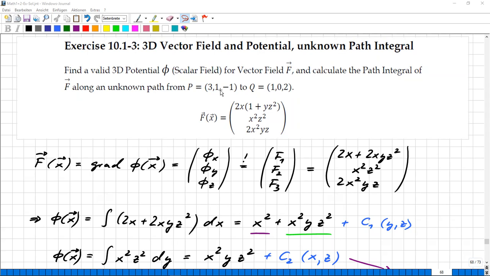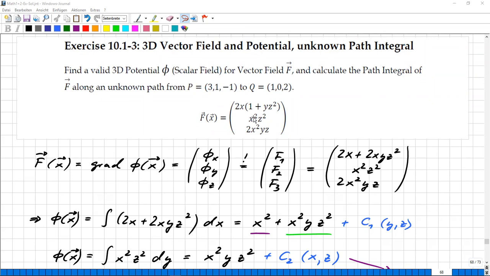So all we know is this is the starting point in space. This is the end point. As you see, this is a three-dimensional case again. So now this is not new, but I think we did it once with three dimensions probably a while ago. Anyway, we're looking for a scalar field to be used as a potential for this vector field.